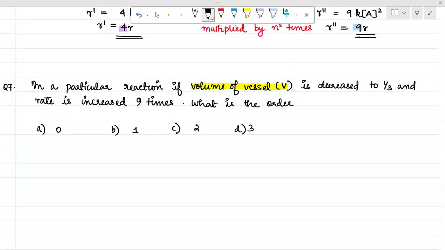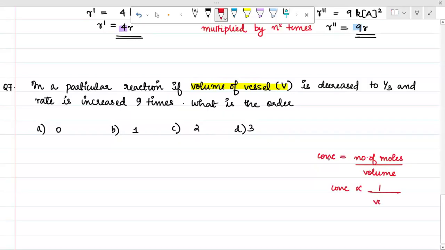Very easy. We do know that concentration is equal to number of moles per volume. Right? What is the unit of concentration? Moles per liter. Correct? So how are they related? Concentration and volume are inversely proportional.